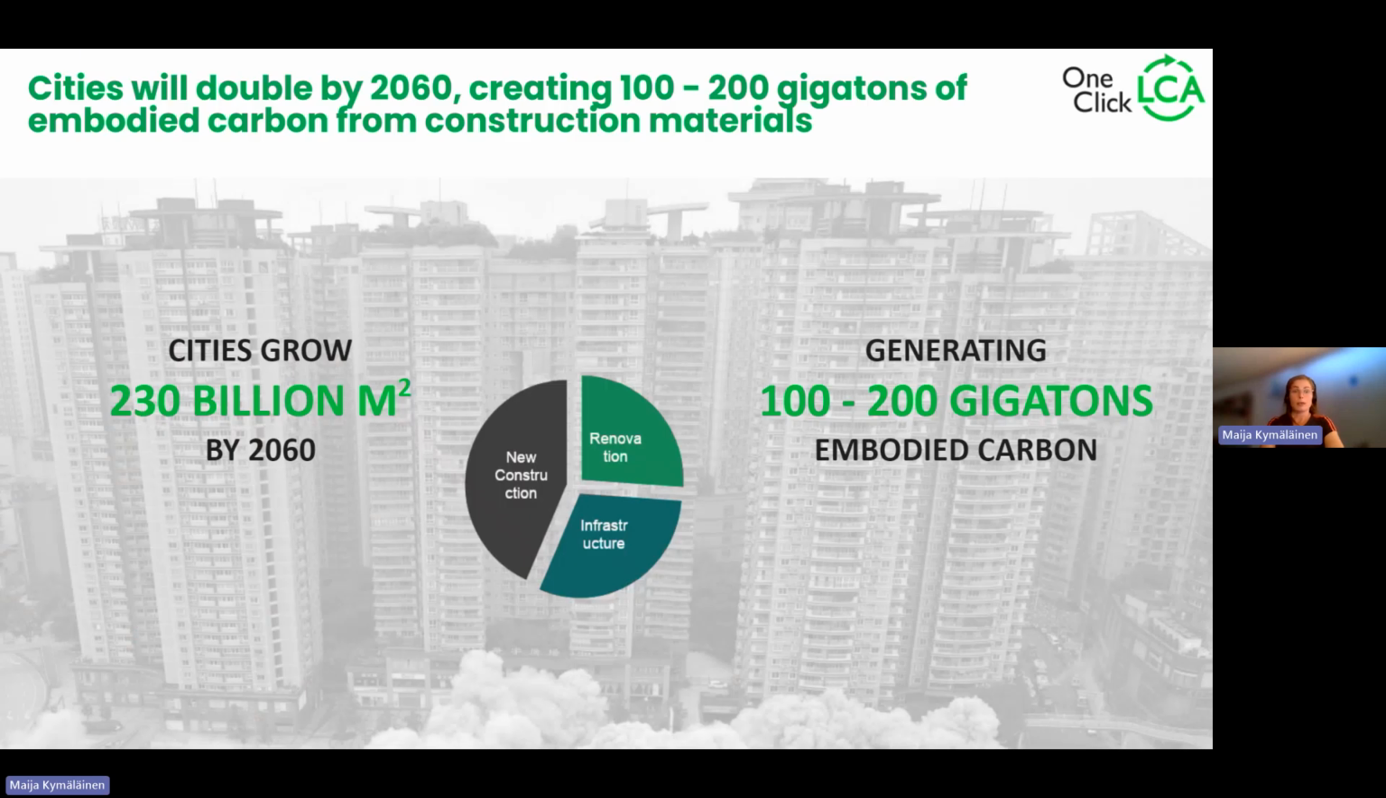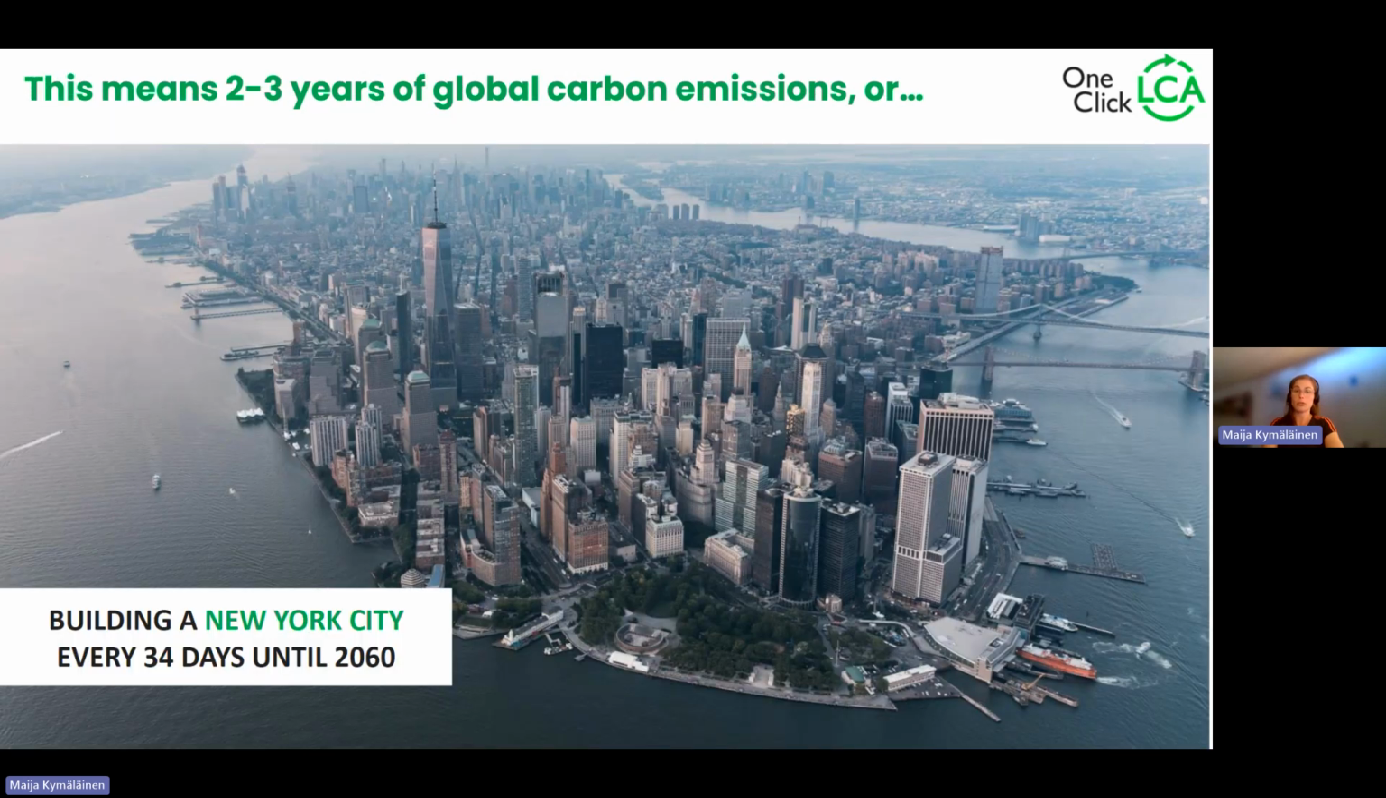It has been projected that until 2060, the global population grows by nearly 3 billion people, and basically all of it is expected to happen in the cities. So that means a huge amount of floor area is needed to build. Thus it has also been predicted that cities will actually double in the next 40 years. And this will create up to 200 gigatons of embodied carbon that comes from construction materials only. This translates to up to 3 years of global greenhouse gas emissions. It can also be related to building a New York City every month until the year 2060.